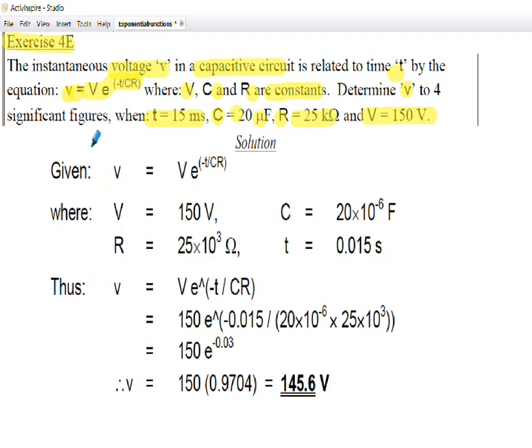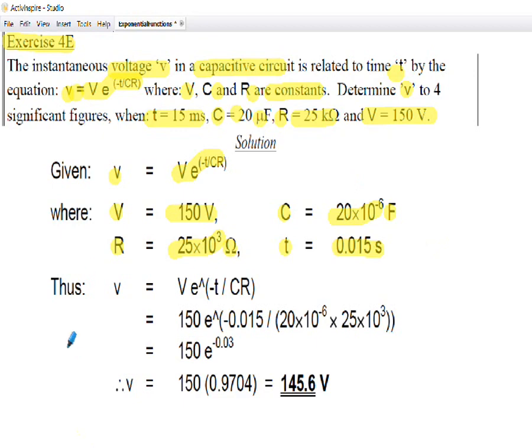So we're given the formula, little v is equal to big V multiplied by e to the minus t divided by CR. From the question, big V is equal to 150 volts. The capacitance, C in this case, is 20 times 10 to the minus 6 farads. That's microfarads, 10 to the minus 6. The resistance is 25 kiloohms, so that's 25 times 10 to the 3 ohms. And the time was 15 milliseconds, that's 0.015 seconds. So again, be careful with the SI prefixes.